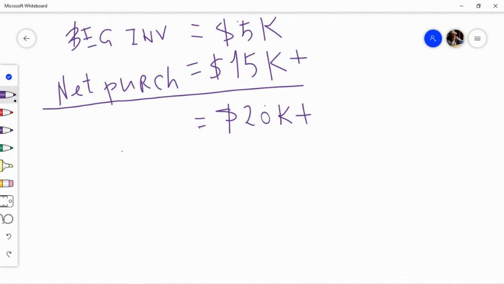But this beginning inventory plus net purchase, the sum of those two numbers, what should it be called? Is that your ending? No, you haven't ended the month yet. If you still have 20K at the end of the month, then what do you mean, you made no sale? Right, you made nothing. So what's this called? Goods available for sale. Say it again. Goods available for sale. Yes.